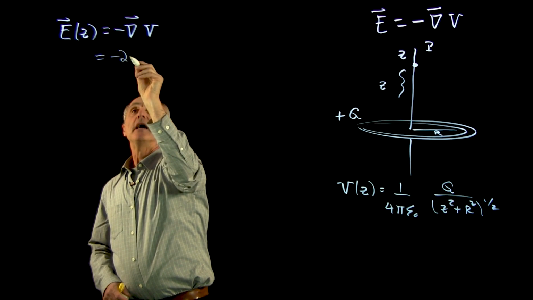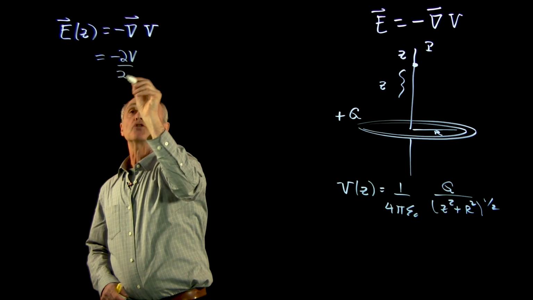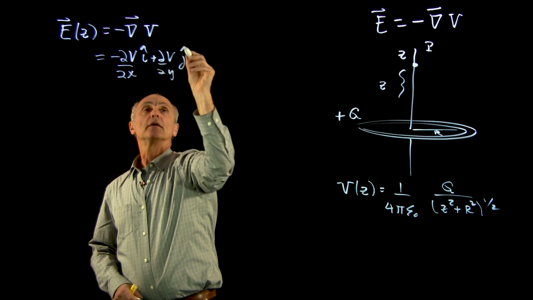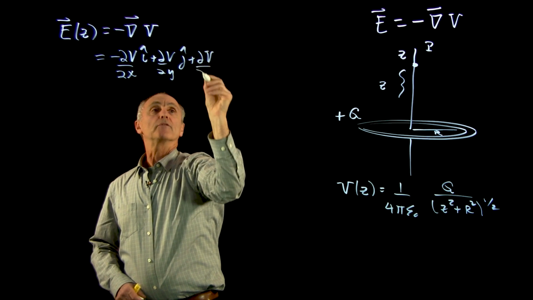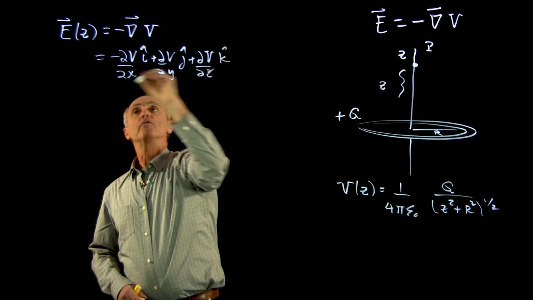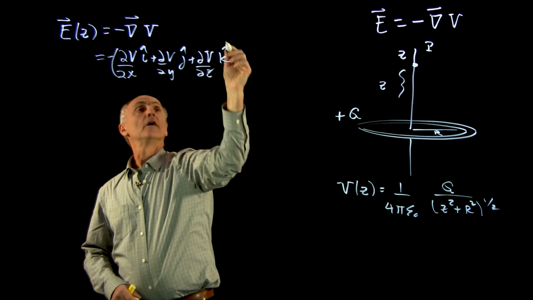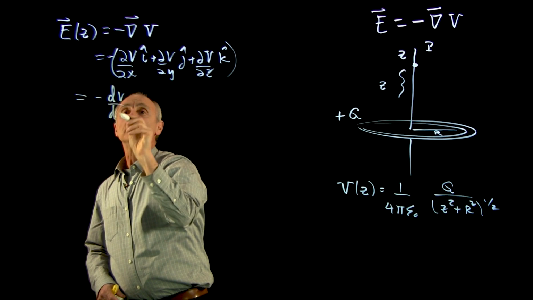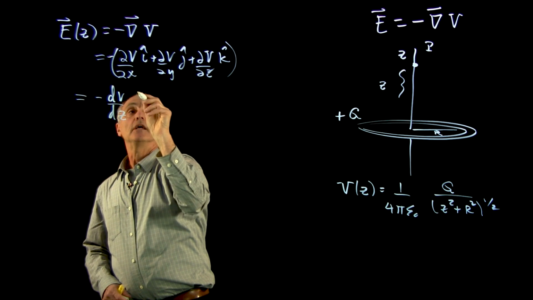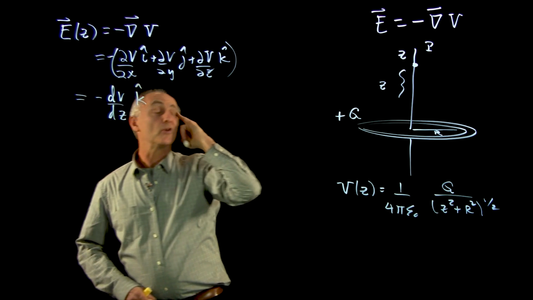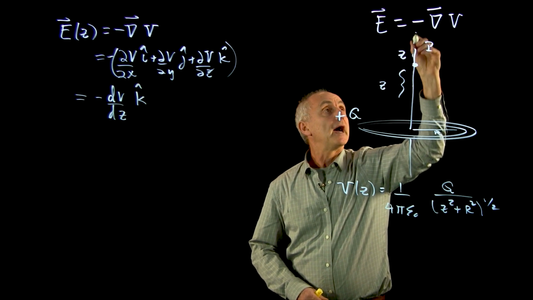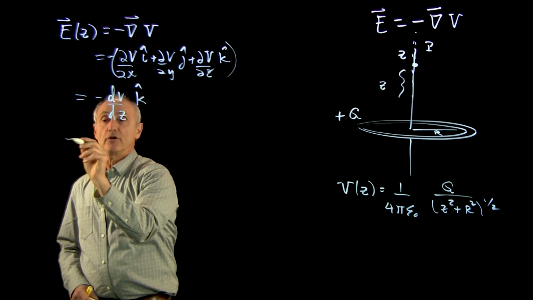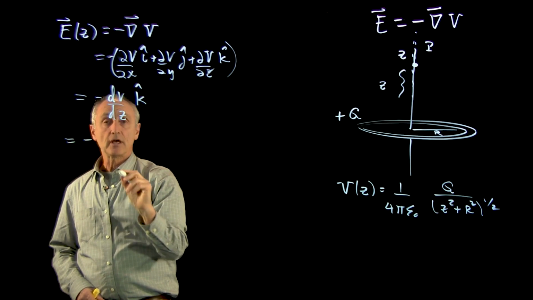In general, the electric field is the gradient of the potential with an overall minus sign, which has a variety of terms. But in this case, it reduces to a one-dimensional calculation, dV/dz in the k-hat direction, because we're only looking at changes along this direction. And that's an easy function to differentiate. We have the minus sign on the outside.